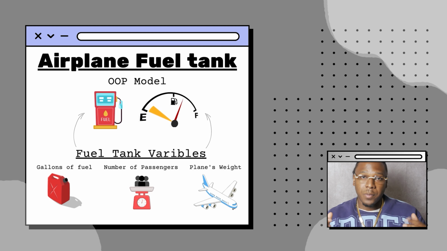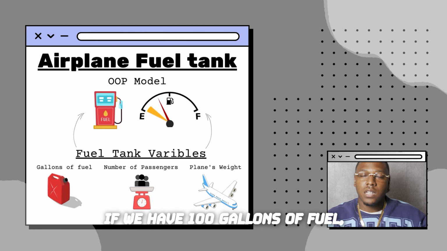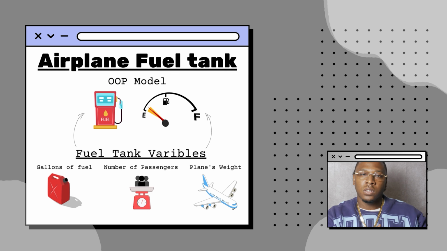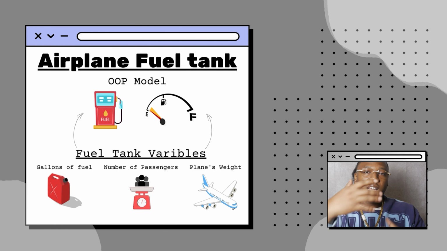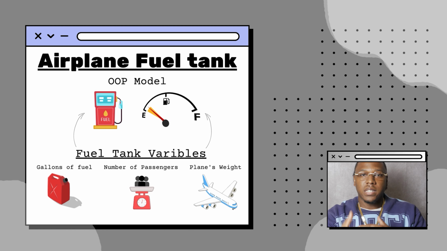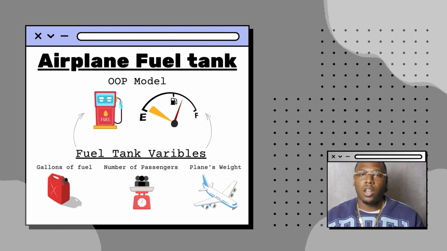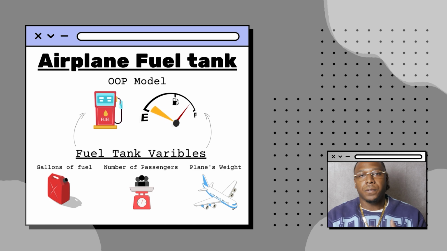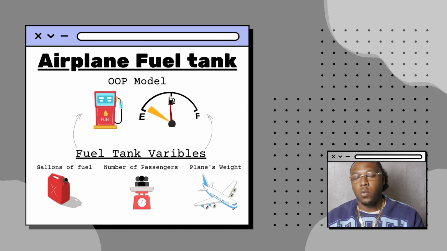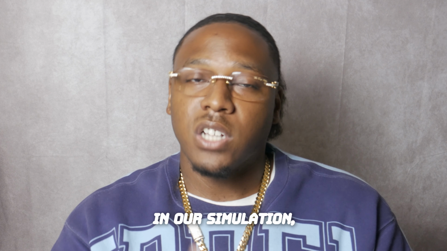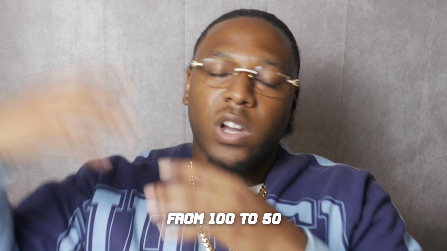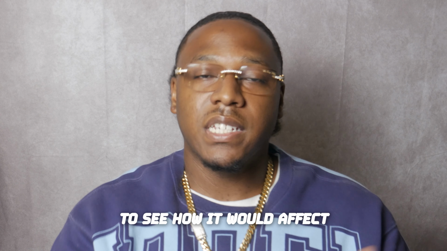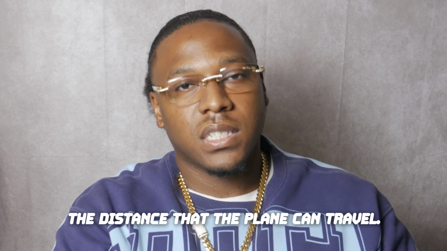So, for example, hypothetically, if we have 100 gallons of fuel, how far can we go if we have 200 passengers? So we will model the fuel tank as a class that has different parameters and different mathematical equations that determine how far and how long the plane can travel with a different amount of passengers and a different amount of weight. So in our simulation, in our program, we can change the number of passengers from 100 to 50 to see how it would affect the distance that the plane can travel.